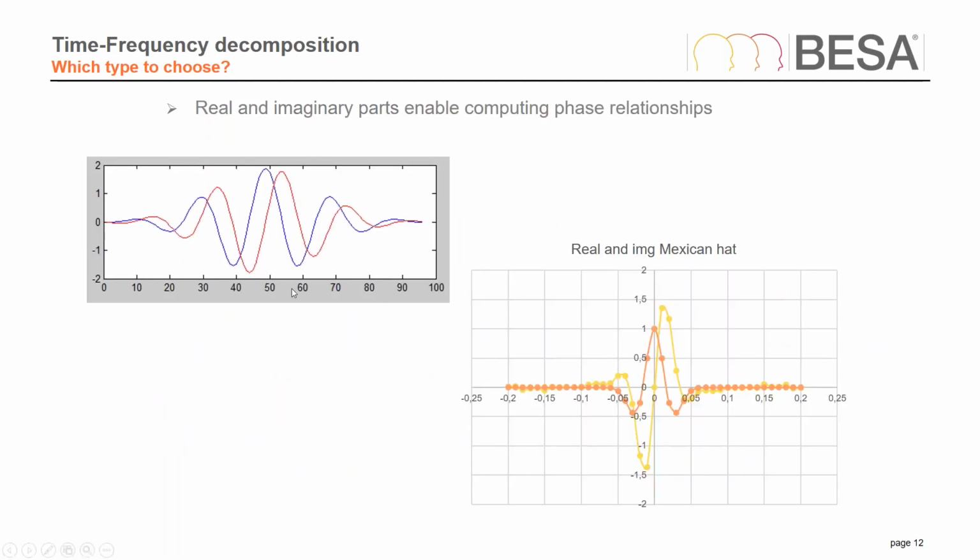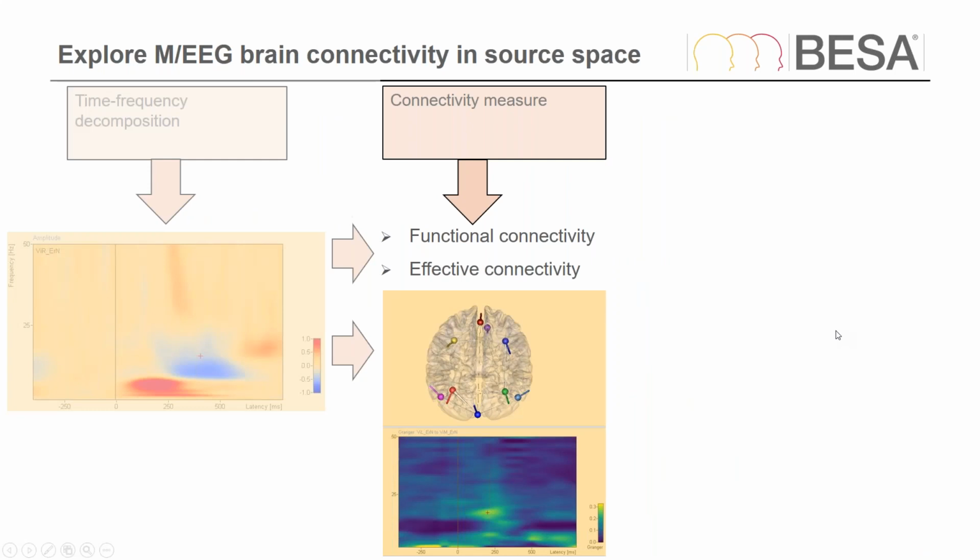Also, what's important in wavelets is that we can define a real part and an imaginary part. So here we see an overplot of real and imaginary part of a Morlet wavelet. And on the right-hand side, the same for a Mexican hat wavelet. So that's fine, but then what good does the imaginary part do us? And this leads us to the next ingredient that we want to apply in our analysis, which is the connectivity measure.